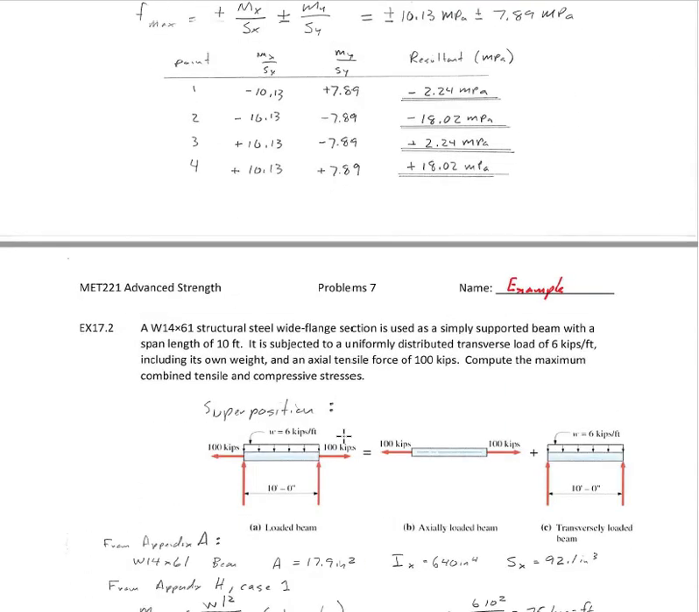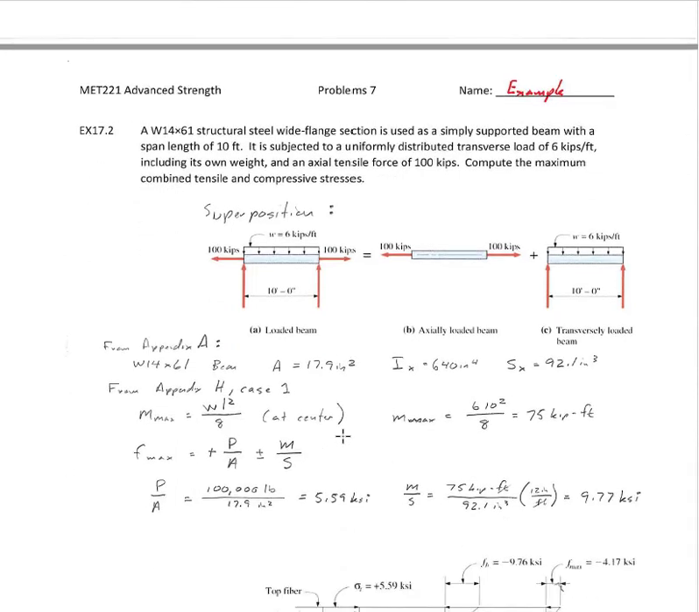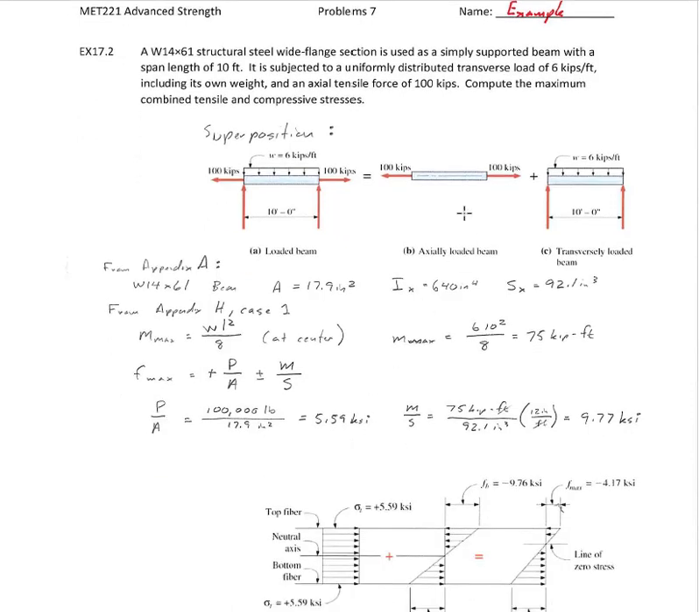Okay, so our last problem that we're going to look at is example 17.2, and it's a superposition problem. What we're having here is a combined bending and axial loading on a beam. So by superposition, we're going to say that this equals this plus that when we're talking about the stresses. So again, we're talking about a W14 by 61 beam. If I look that up in Appendix A, I'll find that the area is 17.9 square inches.